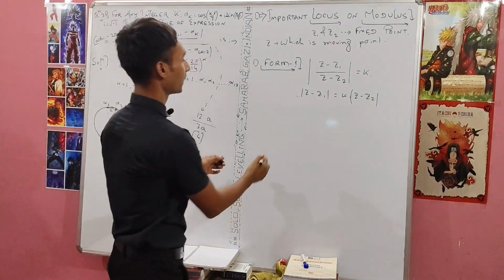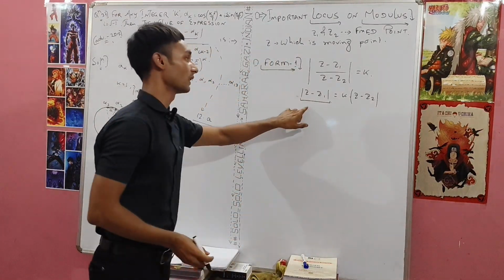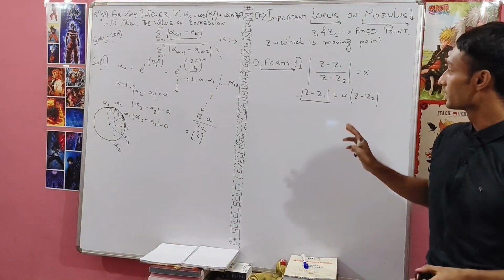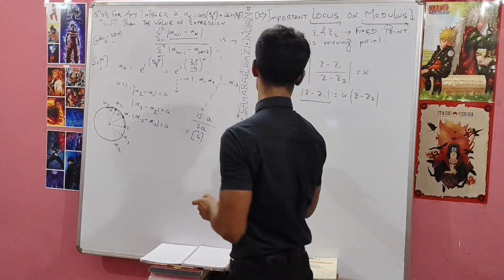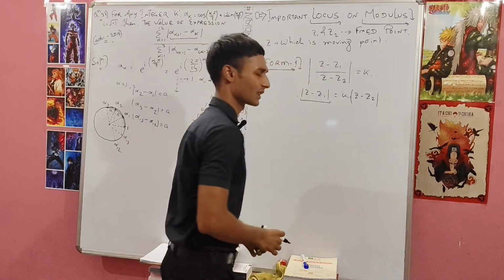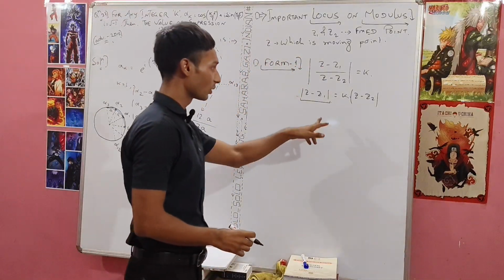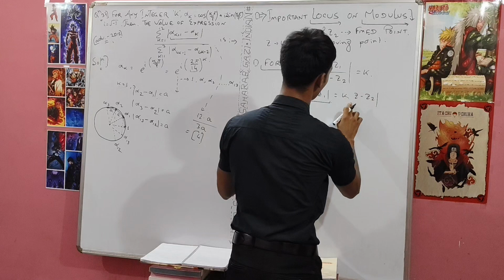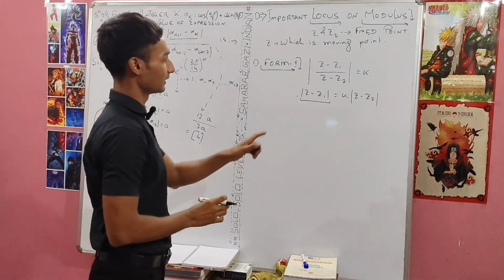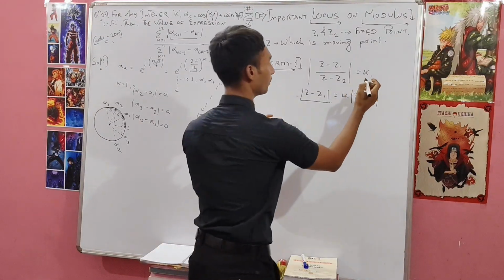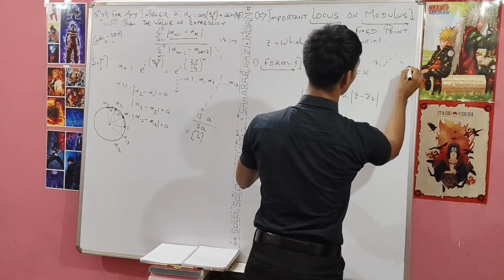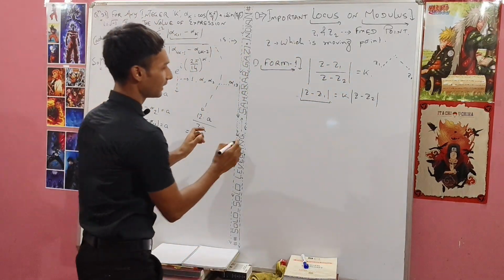So what is given here? This is nothing but the distance from z1 to z. Z1 and z are two complex numbers, and the distance between them is equal to k times, k can be a fraction or an integer, k times mod of z minus z2. It means this is the distance between z and z2. Z is the same on both sides, a moving point, from which the distances to z1 and z2 are being given.